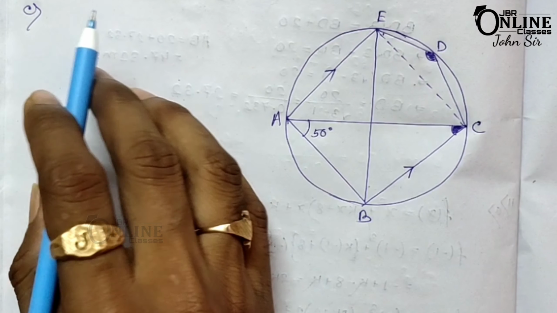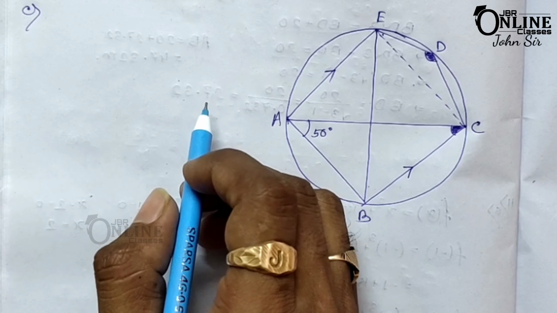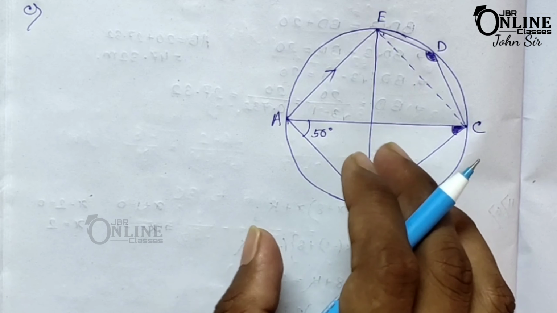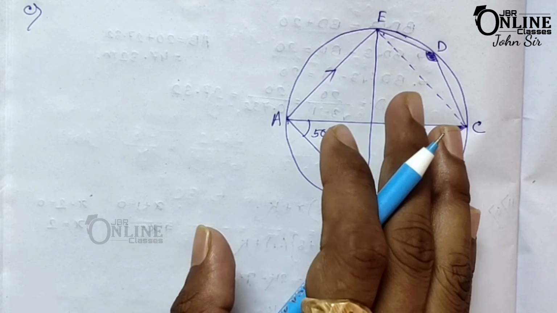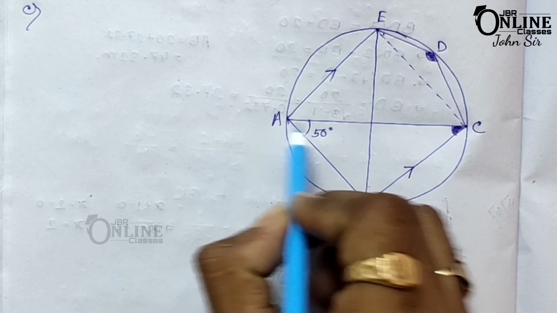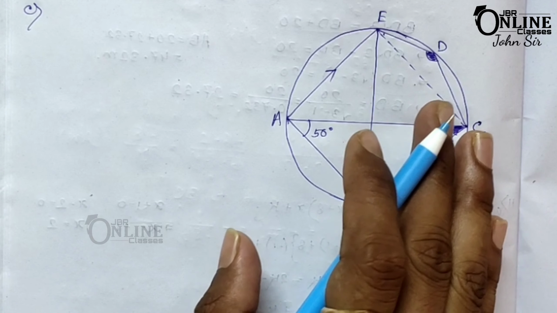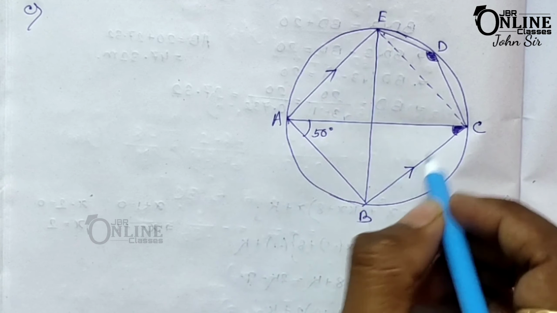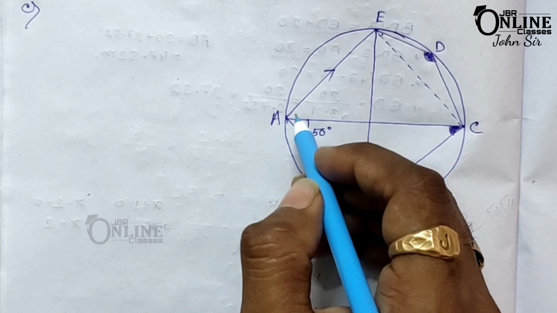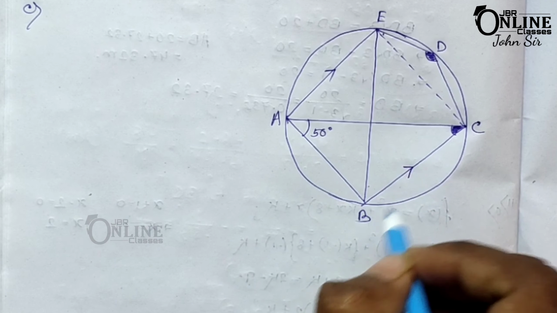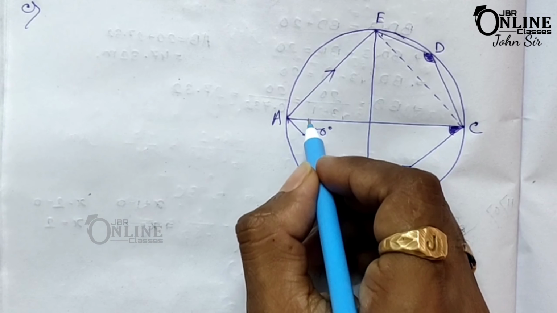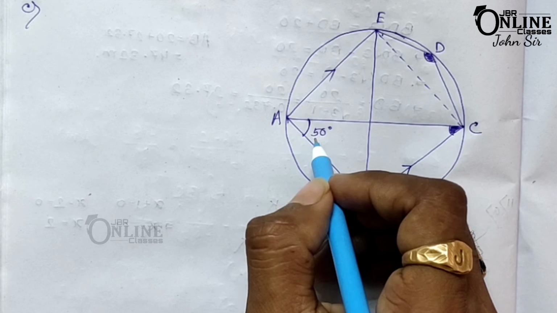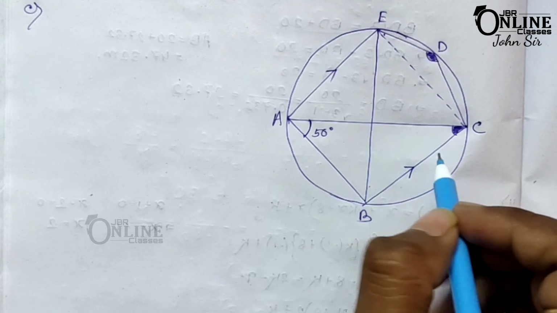Now 11c, the last problem. In the given figure, ABCDE is a pentagon inscribed in a circle such that AC is the diameter. Okay, so here AC is the diameter of the given circle, and sides BC and AE are parallel. If angle BAC equals 50 degrees, find the following. First one, ACB.